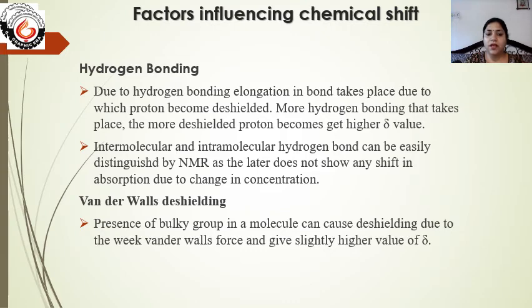So NMR is a very good tool to differentiate between the intermolecular hydrogen bond and intramolecular hydrogen bond. Next is van der Waals deshielding. In case of van der Waals deshielding, the presence of a bulky group in a molecule can cause deshielding. If a bulky group is there, deshielding occurs due to the weak van der Waals force and gives a slightly higher value of delta.